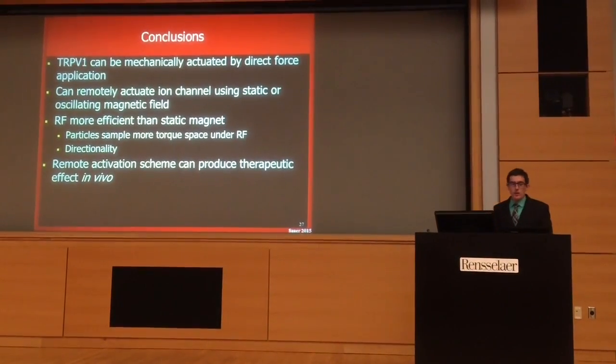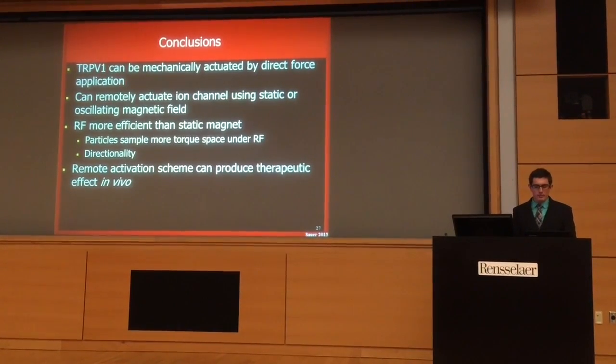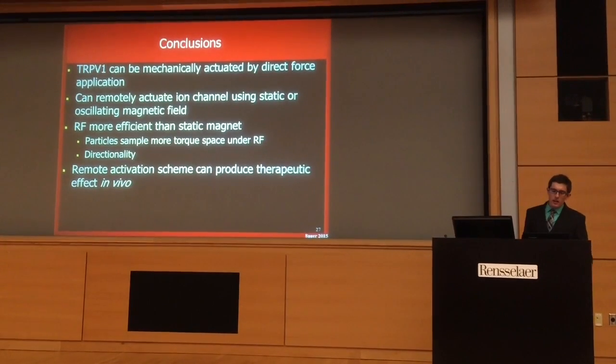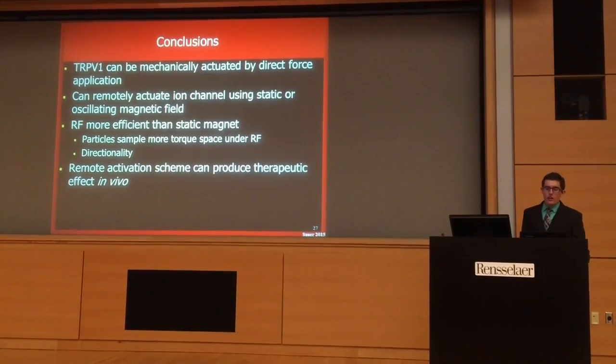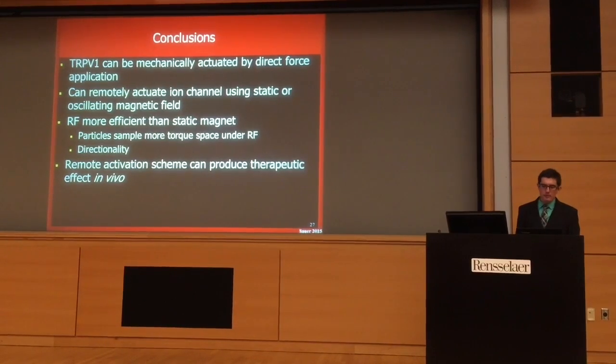So to conclude from this, TRPV1 can be mechanically actuated simply with direct force from a static magnet. It can also be done with RF, as has been shown before. As was noticeable from the data, RF is more efficient than static magnet. We have some hypotheses why this might be.